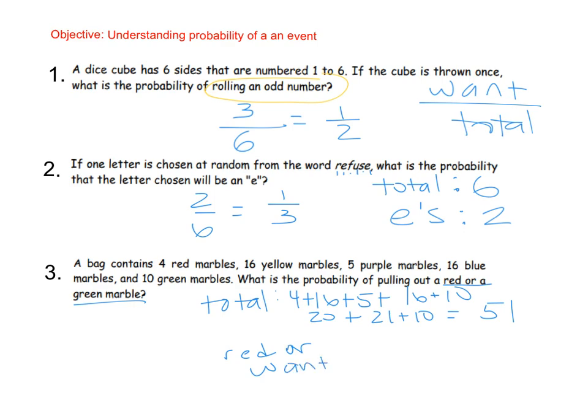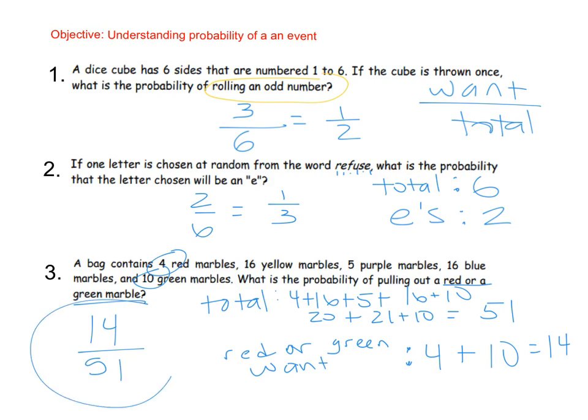And then red or green, what we want. Red is 4. And green is 10. So our probability is 14 out of 51. And that's our answer.